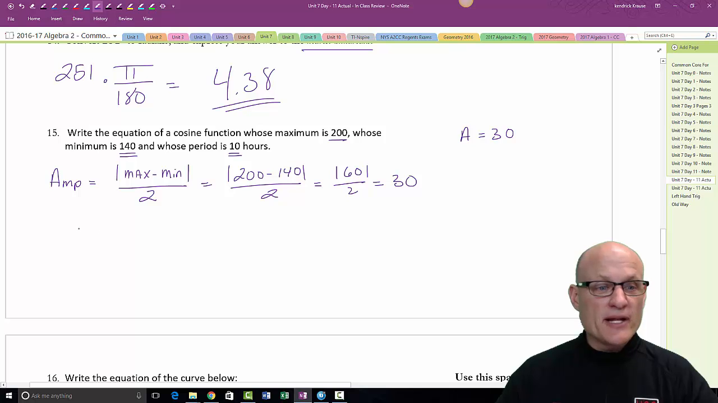The answer key's wrong on this one too, but that's okay. I'll have to fix it for her. So let's talk about period. You remember, period is equal to 2 pi over b.